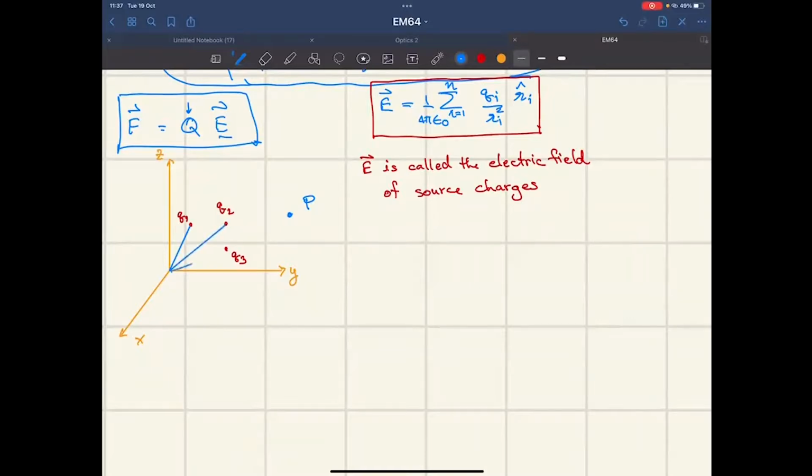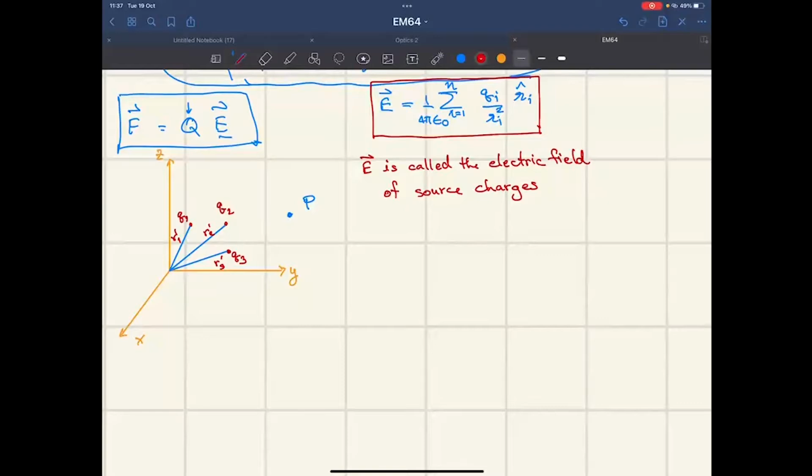This vector, this vector, and this vector here. This one is r prime 3, r prime 2, r prime 1. This is the source vector. Remember we talked about this.